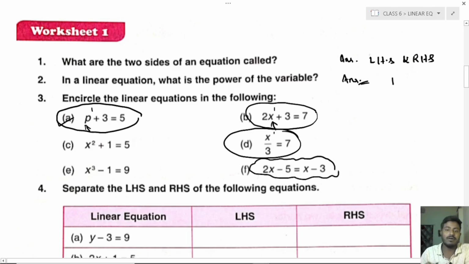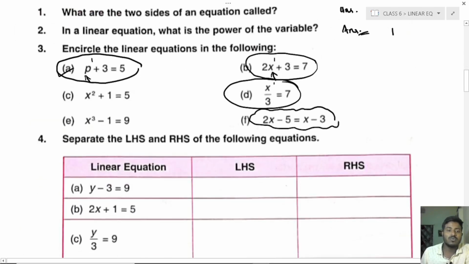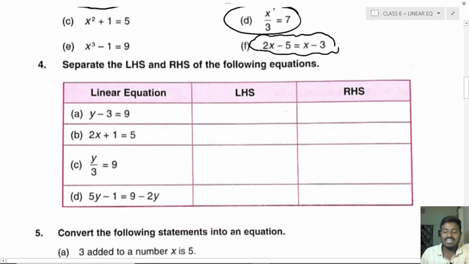F is a linear equation because the power of the variable is 1. Now next, question number 4, separate LHS and RHS. Very easy. The left side of the equal sign is the LHS, that is y minus 3, and the right side of the equal sign is the RHS, that is 9. Here is 2x plus 1, here is 5. Here is y by 3, here is 9. And here the left side is 5y minus 1 and the right hand side is 9 minus 2y.